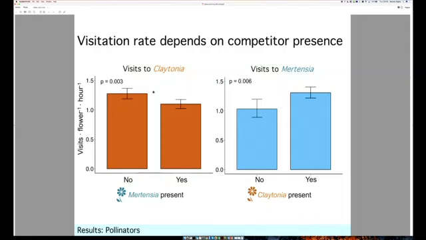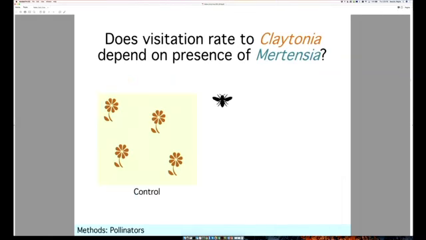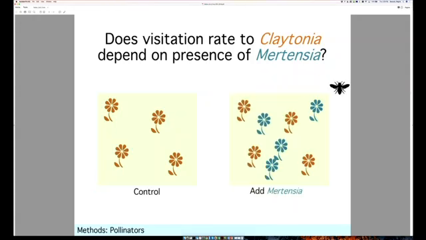Now, observational data is great, but there could be a lot of confounding factors. So I did an experiment to get at this a little bit more, and I asked if visitation rate to Claytonia depends on the presence of Mertensia. I started with control plots of Claytonia, and I watched pollinator visitation rate. Then I added Mertensia from other locations into these plots, and again, watched pollinator visits. And I did the reverse.